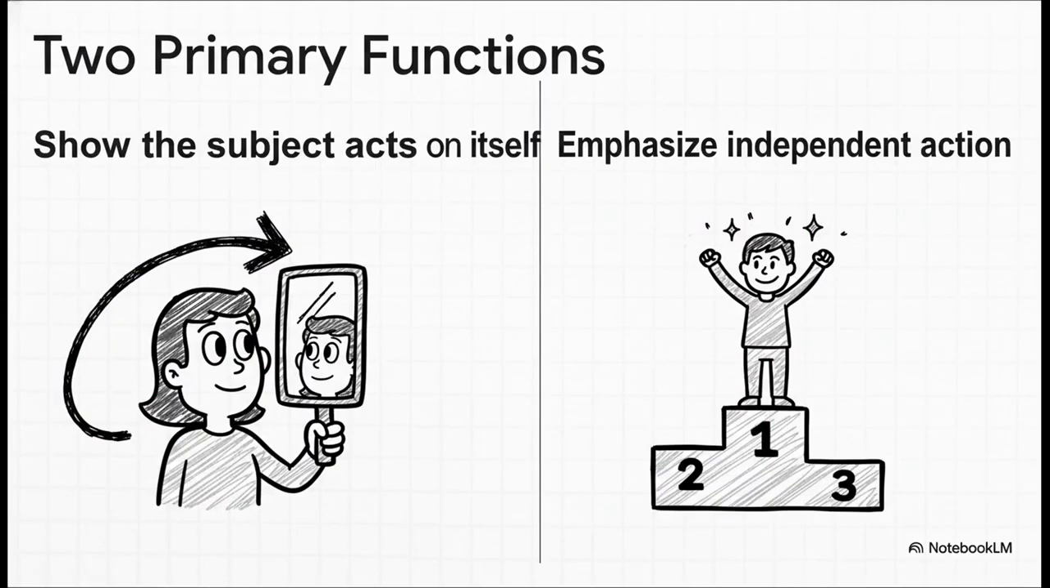So really, it boils down to this. These mirror words have two main jobs. First, they show that the subject is doing an action to itself. Think about "the researcher prepared herself for the talk." She is doing the preparing, and she is the one being prepared. And second, they're used for emphasis, to really underline that the action was done alone. When you say, "she analyzed the data herself," you're saying she did it, not her assistant, not her colleague.